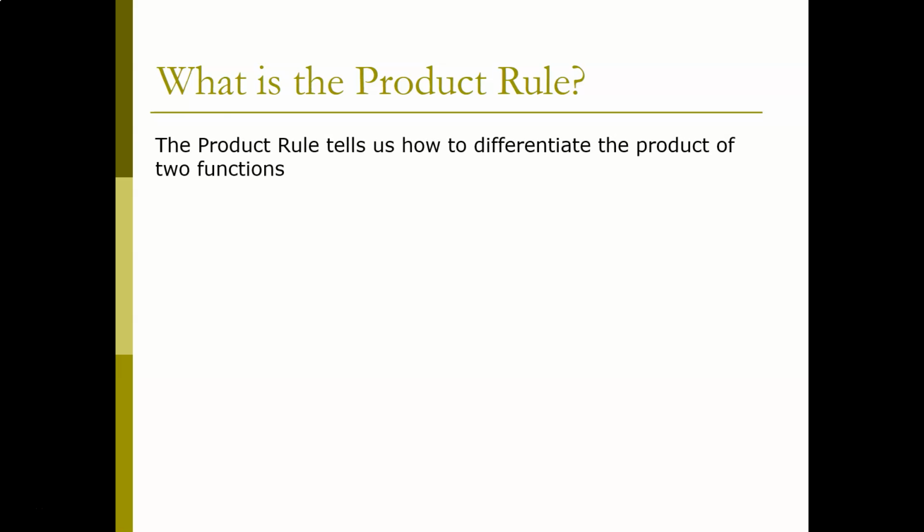The product rule tells us how to differentiate the product of two functions. They can be the same functions, they can be different functions, as long as they are functions. So the product rule is essentially, if we have these two functions, function f times function g, and we're trying to find the derivative of that, (f times g)' is equal to the function f times the derivative of g, plus the derivative of function f times function g.